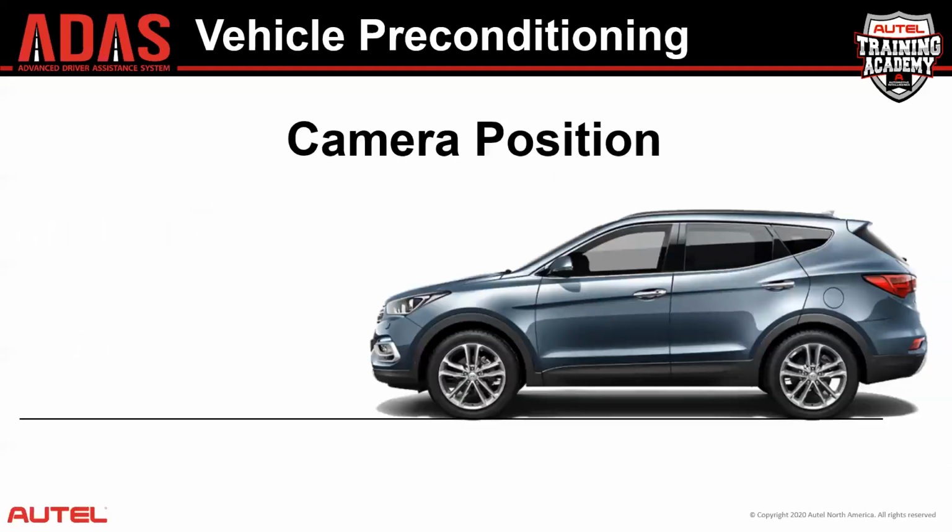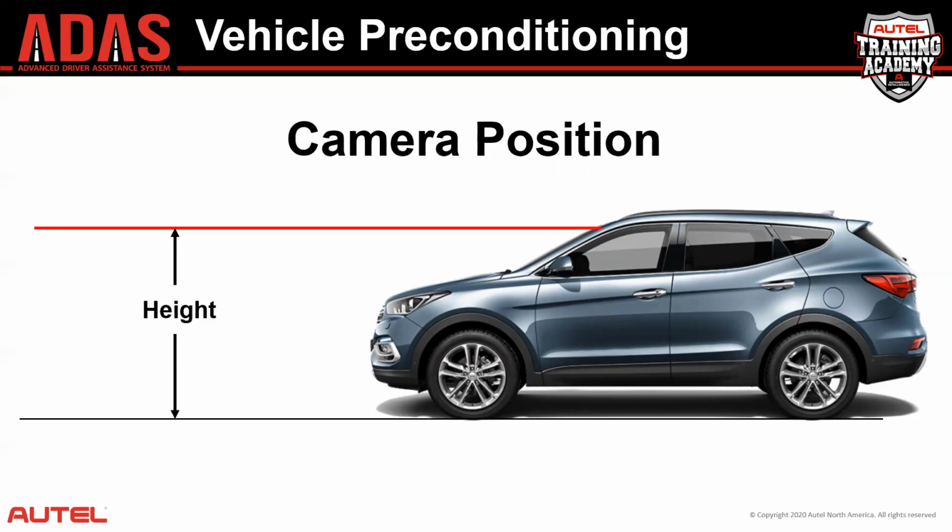So let's put this into an example. What the OEM is trying to do with these preconditioning instructions is determine that the camera position is exactly the same as when the vehicle was calibrated at the end of the assembly line. What they're looking for is camera height and the camera pitch, the angle that the camera is tilted down in its bracket so it can be aimed at a specific point, maybe 100 meters down the road. So this height and pitch are critical to an accurate calibration.